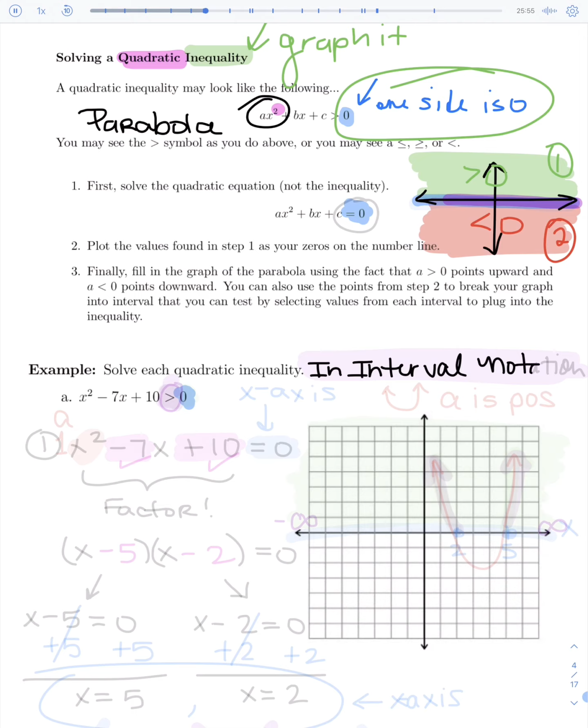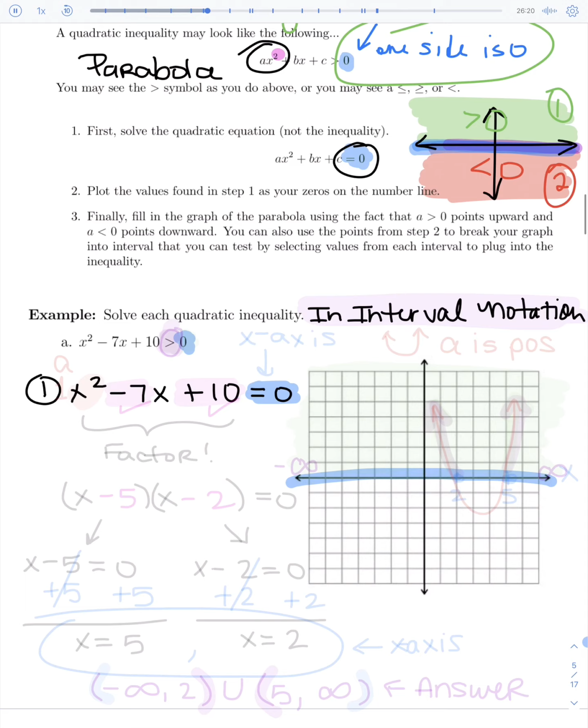But let's work out how to solve this first. Before we do anything, we're going to be worried about when it is actually equal to 0. So ignore the inequality first, and let's worry about when x squared minus 7x plus 10 just equals 0. Because when that happens is when you're going to cross the x-axis. So let's start by figuring that out.